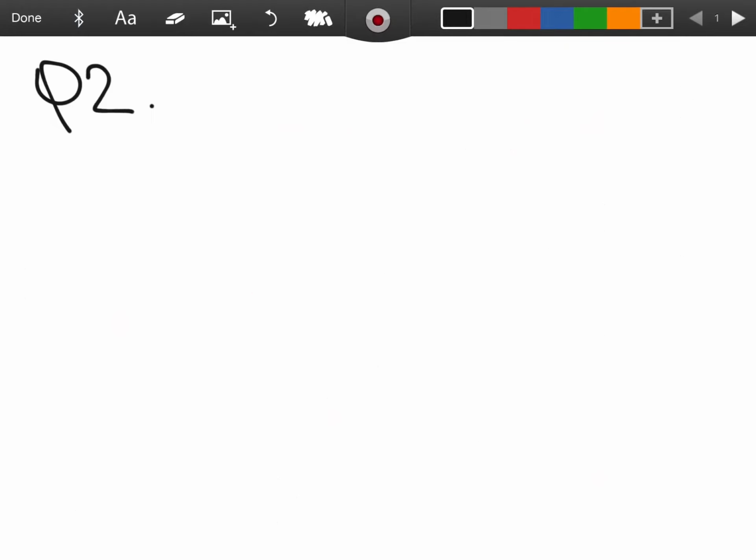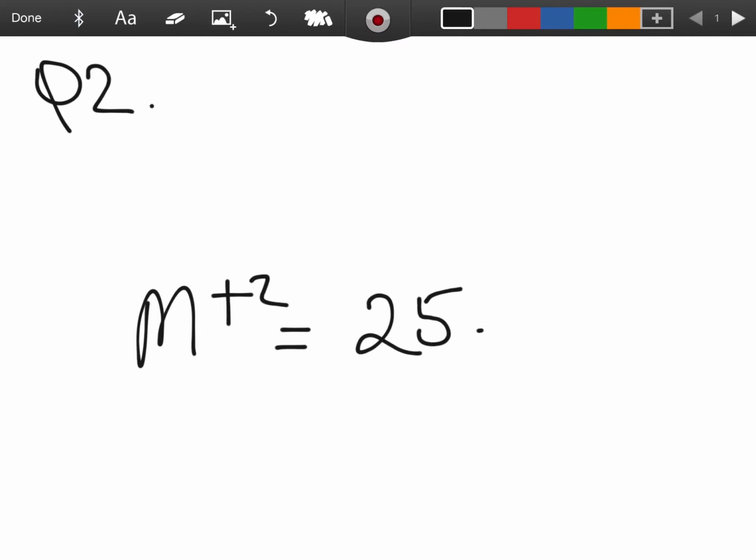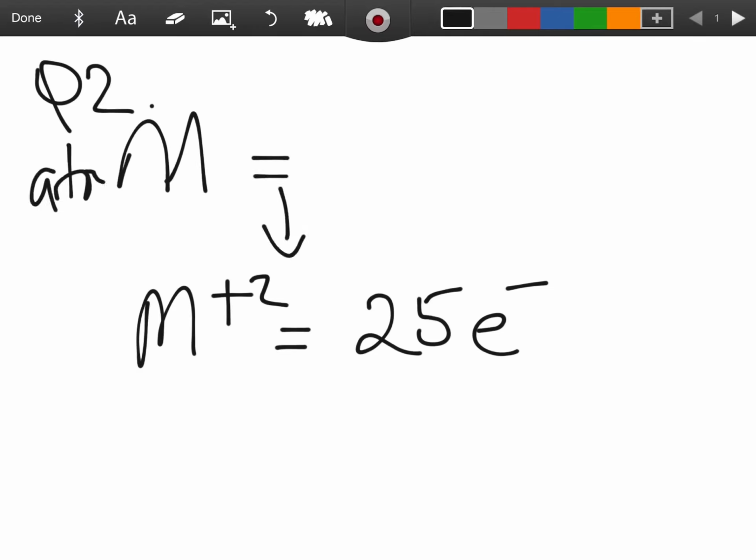Now, question 2, there it said that you had a dipositive ion, M2+. It told you that the ion has 25 electrons. All right, now if that ion has 25 electrons, what happened to the atom M, the atom?